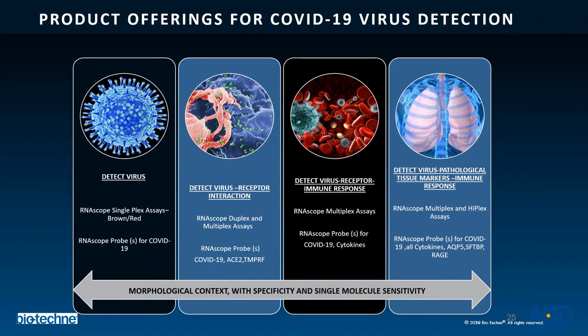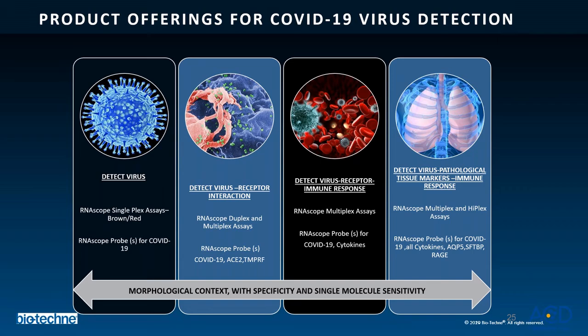We have a variety of products and assays available out there that can enable you to study the pathogenesis for COVID-19 viral detection across a broad range. You can utilize our singleplex assays to look at the virus alone, or you can utilize our duplex assays to study the virus to host interaction, the virus receptor interaction.